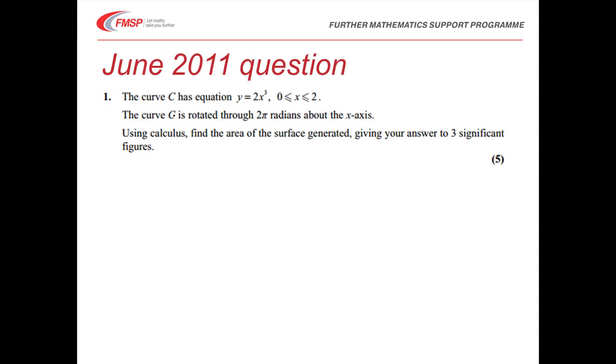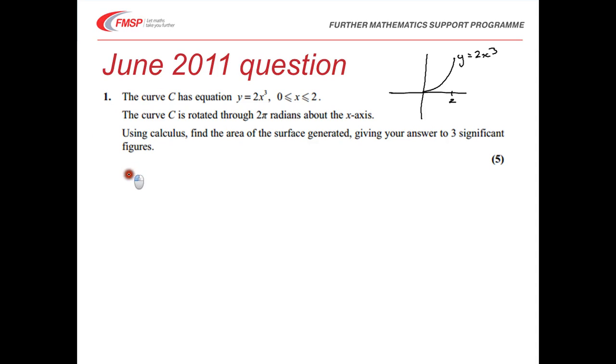Okay, in the next part of the question then, we've got a standard situation. We've got a part of a curve, it's y equals 2x cubed, but just between 0 and 2. So we've got to imagine that that's rotated all the way around the x-axis, and we're trying to work out the surface area generated, giving our answer correct to 3 significant figures.